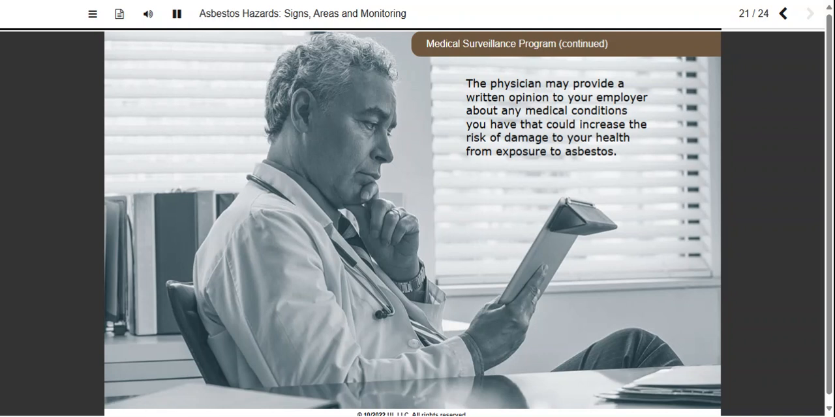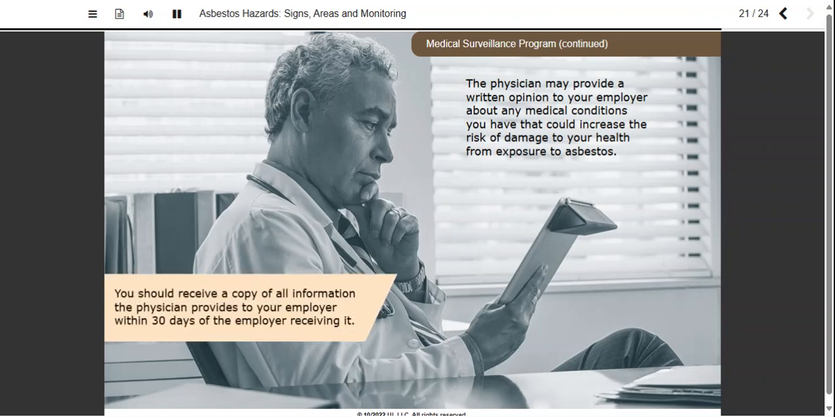You may be assigned to non-asbestos tasks or be required to wear additional protective equipment. You should receive a copy of all information the physician provides to your employer within 30 days of the employer receiving it.